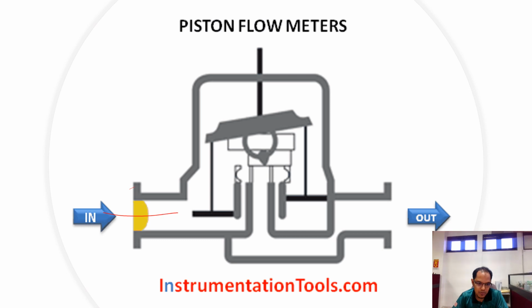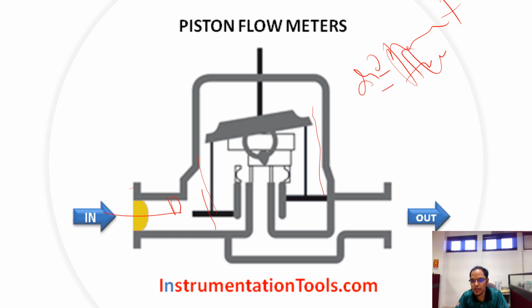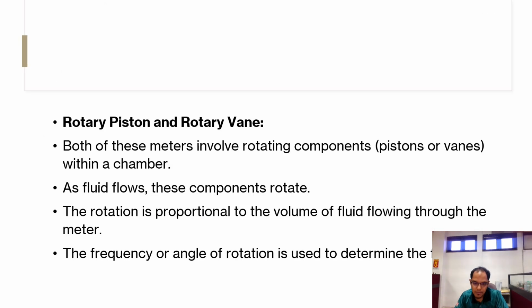Bila masuk in, dia akan tolak piston ni, dia akan tolak ke atas dan dia akan turun ke bawah. Jadi displacement ni kita dah tahu dah macam mana. Okey, untuk displacement ni berkadar terus dengan flow rate. Alright. Ni pula kita ada pula rotary piston or rotary vane.